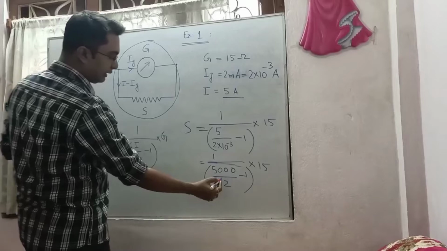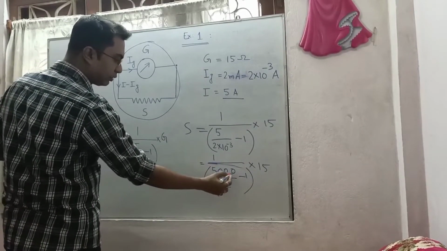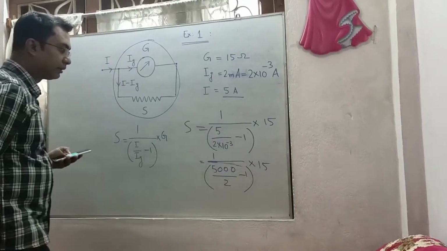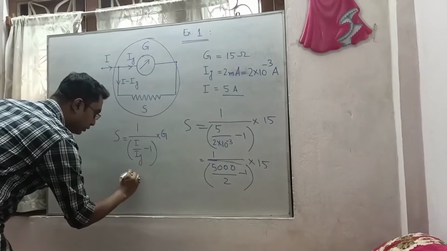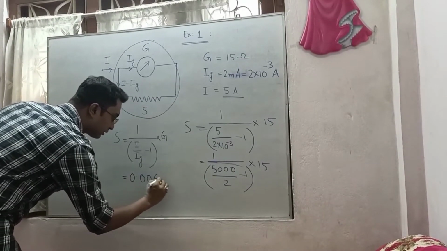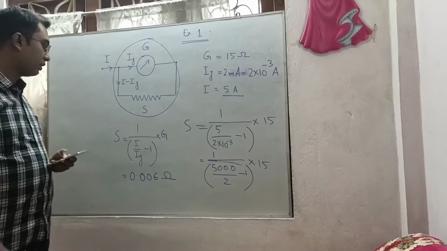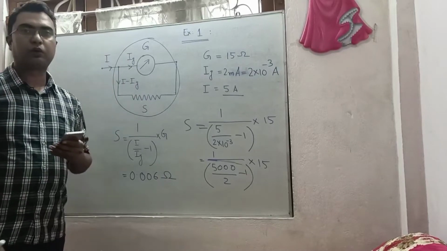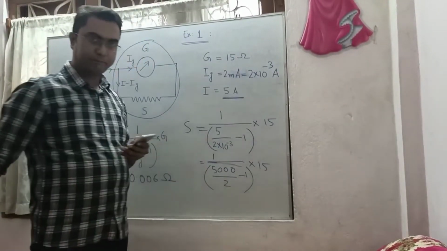So if we do this calculation, it's a very easy calculation right now. It will be 2500 minus 1, that is 2499. So 15 divided by 2499 will give you a value of S, which is equal to 0.006 ohm. So in this case, we need to connect a shunt resistance of value 0.006 ohm in parallel with the galvanometer to convert it into an ammeter of range 0 to 5 ampere.